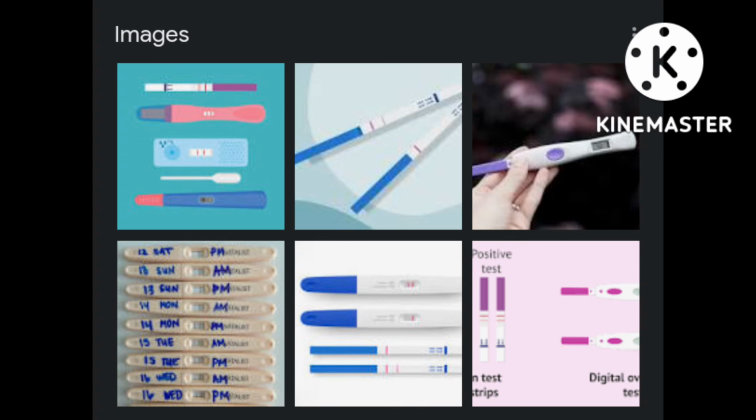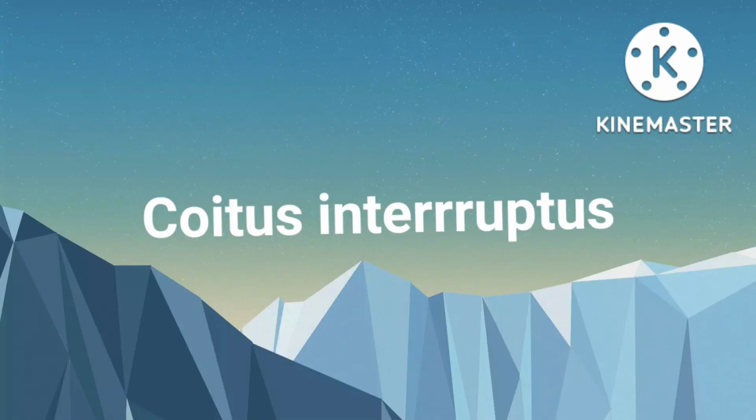So as you can see in the picture, the example of an ovulation detection device. So the last is coitus interruptus.